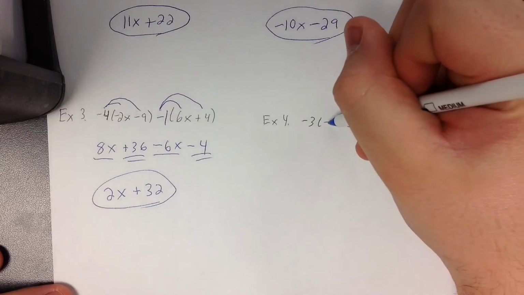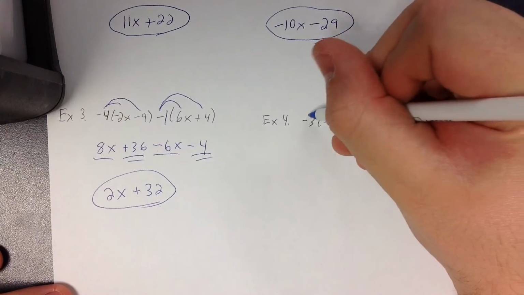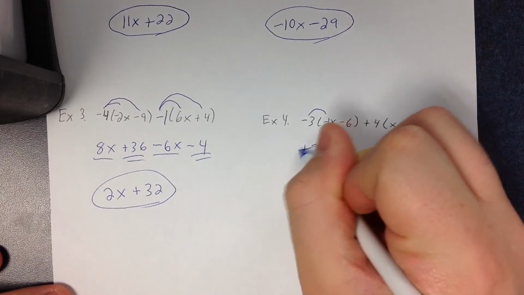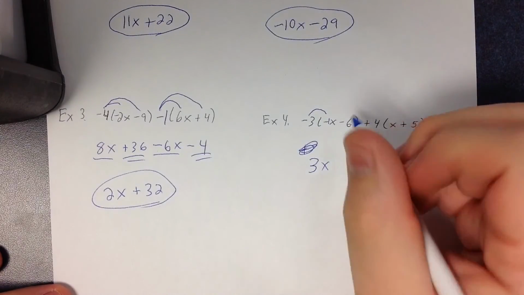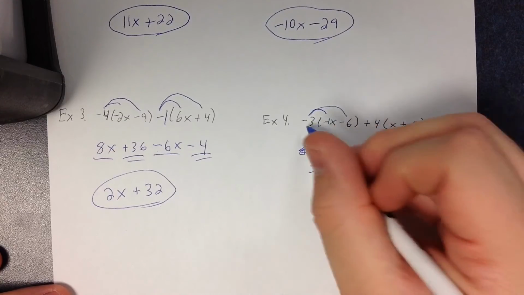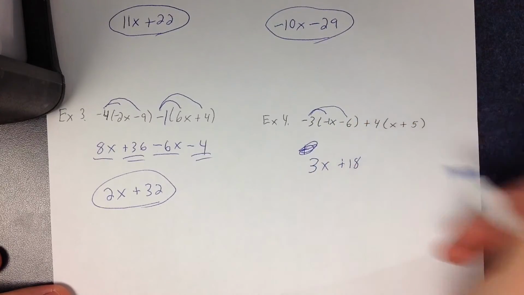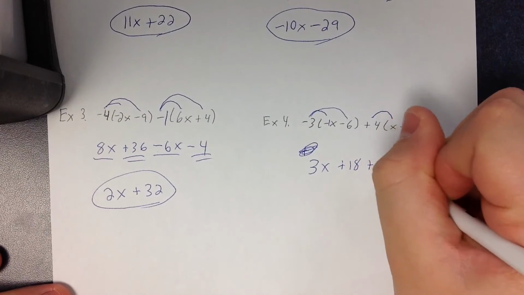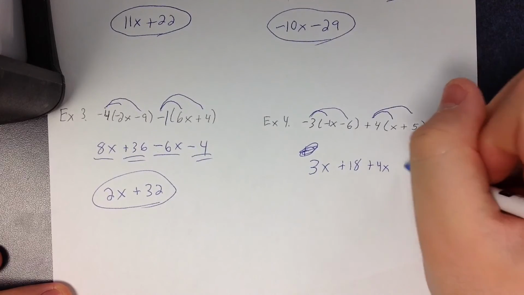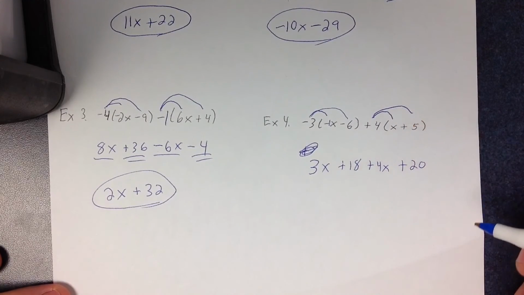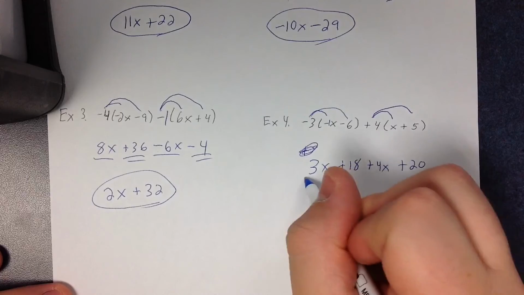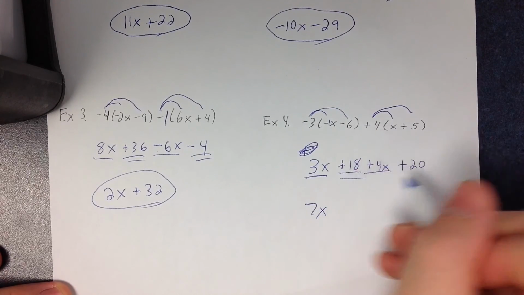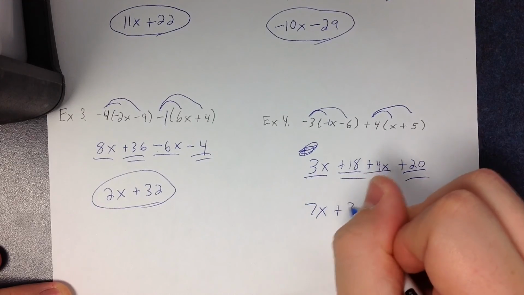Example 4, again, this is like a negative 1x. So negative 3 times negative 1x is positive 3x, and you don't need to put the plus sign, so 3x. Negative 3 times negative 6 is positive 18. Then we've got 4 times x, so plus 4x. And 4 times 5 is positive 20, so plus 20. Then I'm adding together 3x and 4x, which is 7x. 18 and 20 is plus 38.